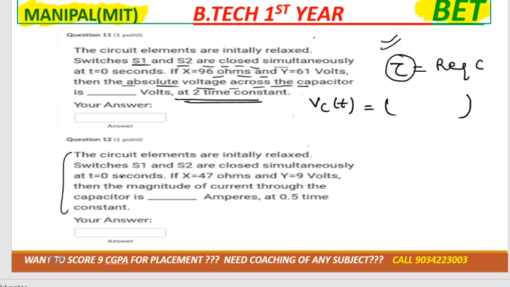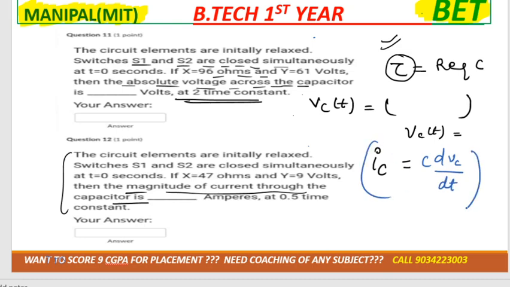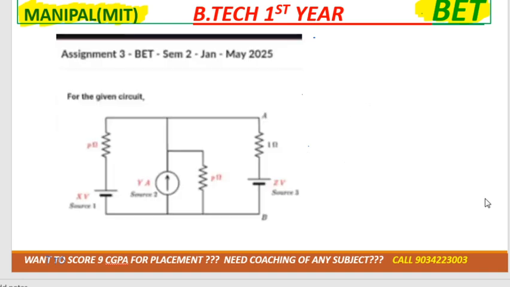Next is X is this, Y is this, then the magnitude of current through the capacitor means they are asking IC value. So but you got VC value, right? So as you know, the formula IC of t is equal to C dVc by dt, and they have kept 0.5, so you can put the value of time constant tau as 0.5, and then you will get the value for IC. Okay, now see, this is the question in this notes which is given.